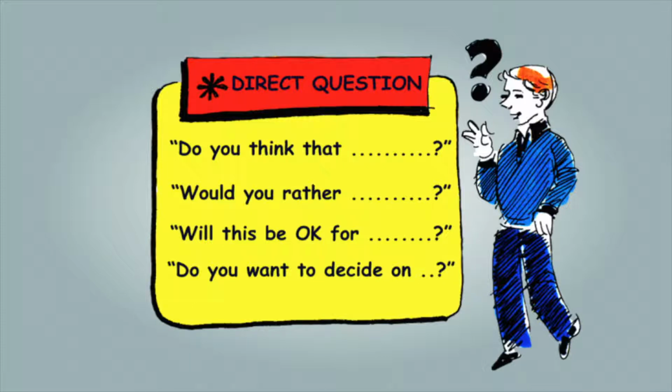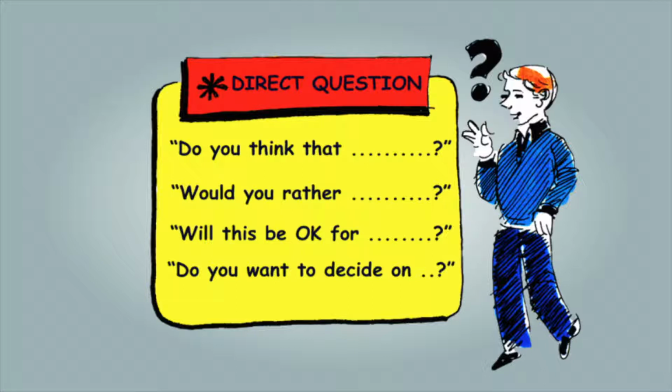As the biggest problem for this kind of customer is to take a decision, you need to help him or her out with that. Direct questions can help the customer in that sense. Questions like, do you think that? Would you rather blah blah blah? Will this be okay for blah blah blah? Do you want to decide on? And so on and so on.